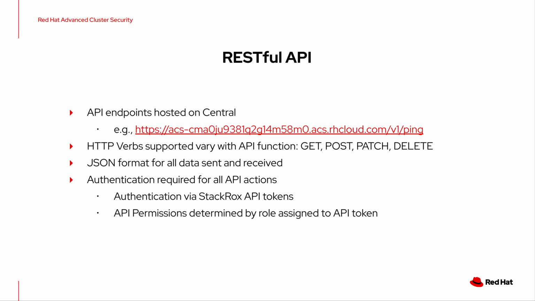Generally, authentication is required for all API actions. The ping example here is actually one that doesn't, but almost everything else is going to require authentication. And authentication is performed via StackRox API tokens. And we'll take a look at those in the next slide. But your API permissions are going to be determined by the role assigned to that API token. So that in turn will affect which HTTP verbs you can use on that particular API endpoint.